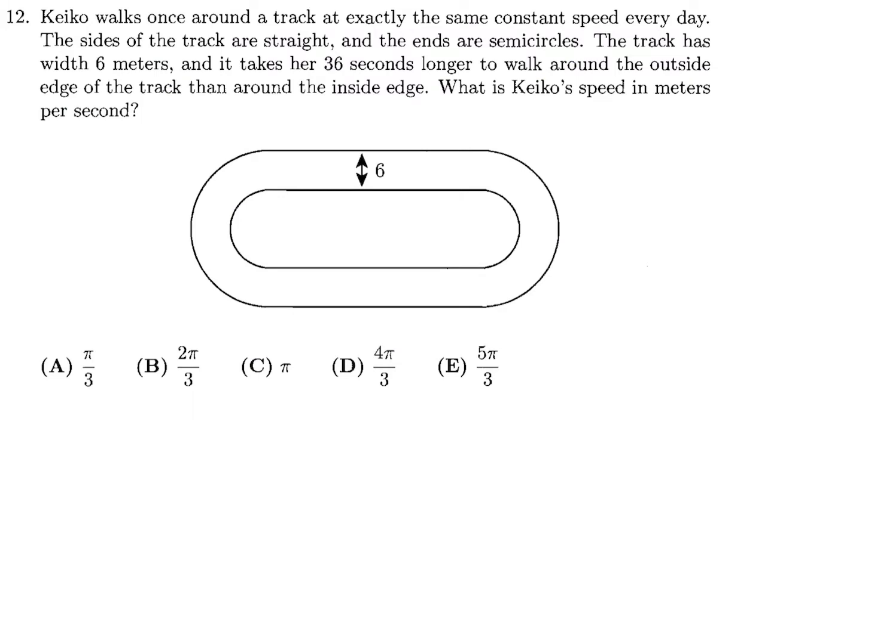Kiko walks once around a track at exactly the same constant speed every day. The sides of the track are straight and the ends are semicircles. The track has a width of 6 meters, and it takes her 36 seconds longer to walk around the outside edge of the track than around the inside edge. What is Kiko's speed in meters per second?